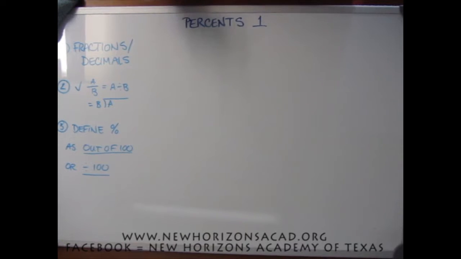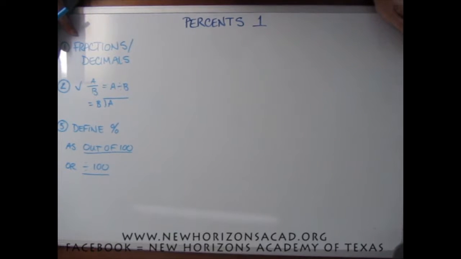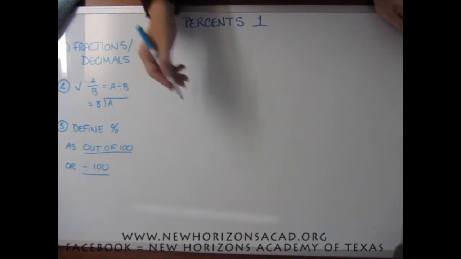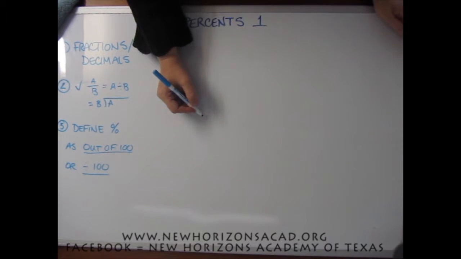The first point with percents is that decimals and fractions have to be in. If the student is not comfortable converting decimals to fractions and back, don't start percents. The second point is division can be written in 3 different ways, and you have to make sure that a student is comfortable with that.